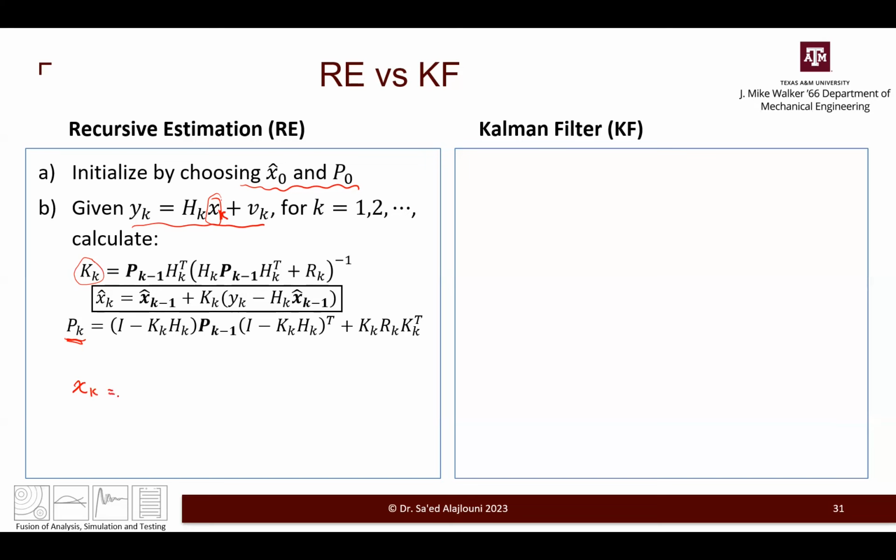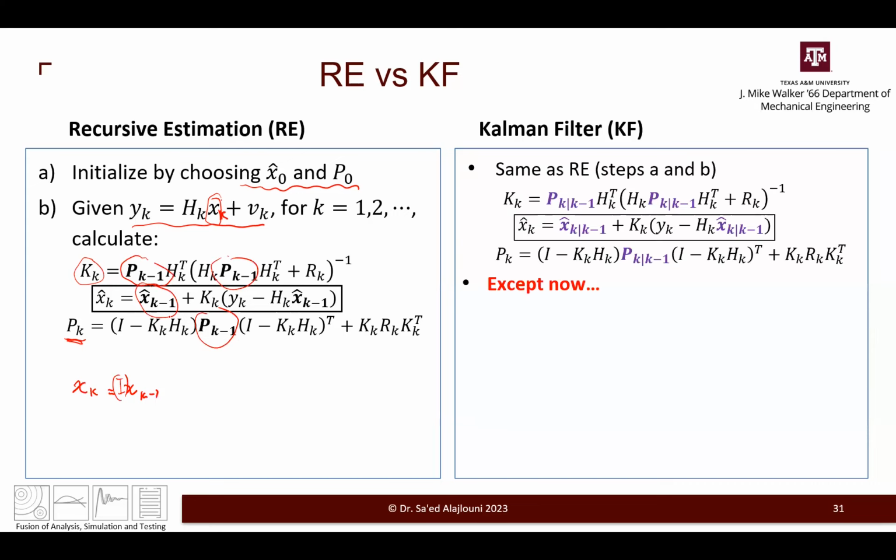x of k just equals x of k minus 1. x does not change. That's basically saying that x does not change with time. So this is just the identity here. The state transition is the identity. Okay, we already know this stuff. And notice what I put in bold here.